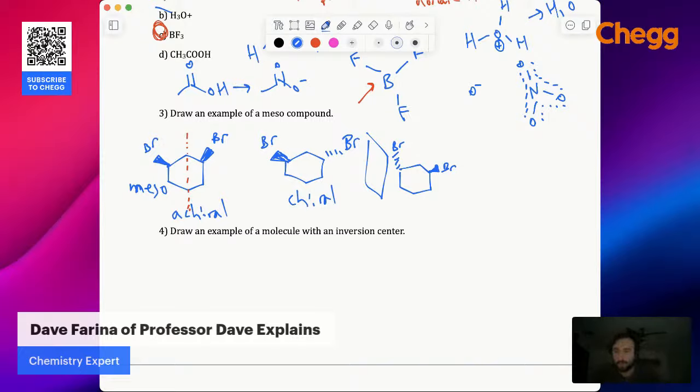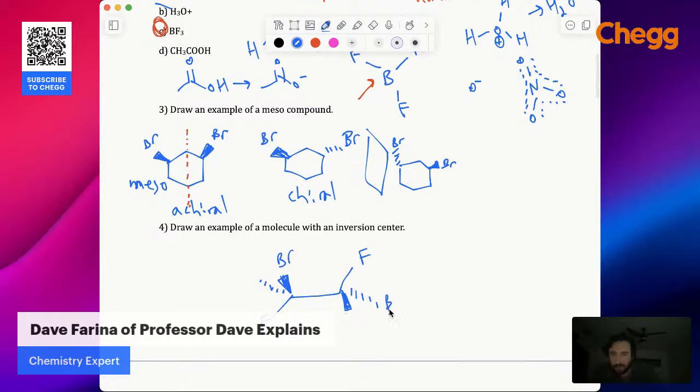Okay. So now let's do an example of a molecule with an inversion center. This is a different kind of internal symmetry that can render a molecule achiral. So, for example, let's say we have this situation, and let's say we have F right there, F right there, Br right there, Br right there, Cl right there, Cl right there.